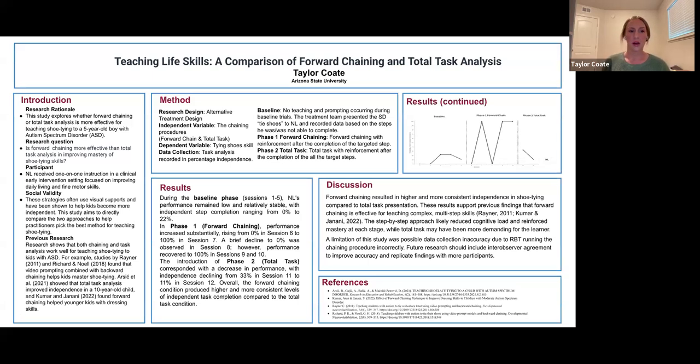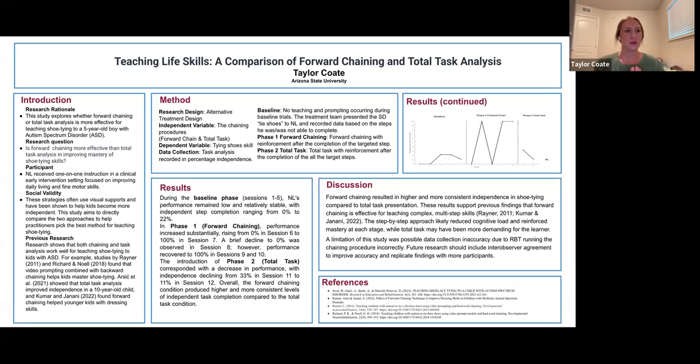Another thing I was discussing is that I did forward chaining. Initially, I was actually going to do backwards chaining, but based on the results, he was able to complete more of the beginning steps versus the end steps. That was the reason why I wanted to build the confidence of the skill itself, because shoe tying can be very overwhelming, especially with the fine motor portion of it.